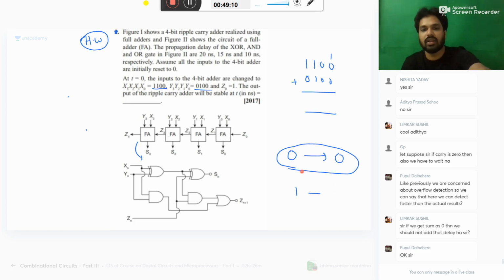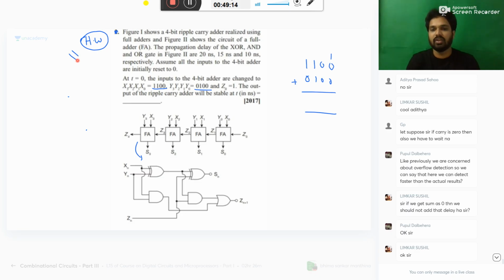So this question you try as a homework. Tomorrow we will do it in the class. I'm giving you this so that your analysis skills also will develop. So, next question.